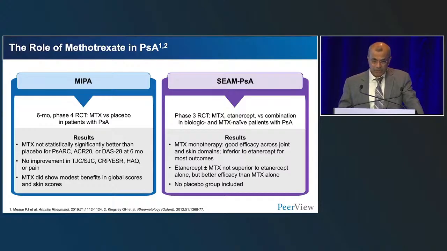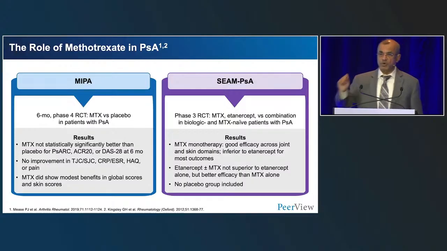That study showed that methotrexate monotherapy had very good efficacy across joint and skin domains. It was inferior to etanercept for most outcomes. And etanercept plus methotrexate was not superior to etanercept alone. This is also a surprise because in rheumatoid arthritis, we always use a combination. In psoriatic arthritis, this combination is not better than the biologic alone. But the important part was methotrexate monotherapy did show efficacy. This was criticized because there was no placebo group. So whatever good efficacy methotrexate did show, was it just a placebo response? We don't know. We all still use methotrexate.